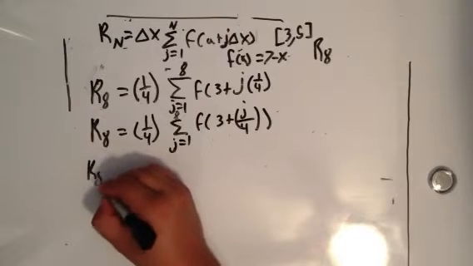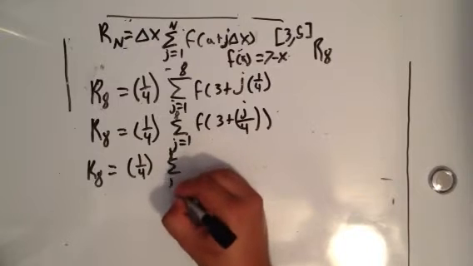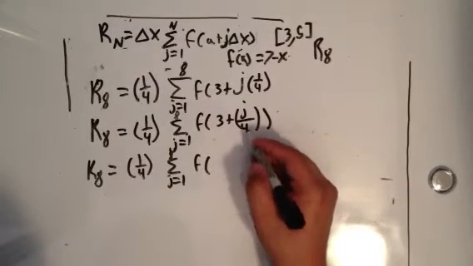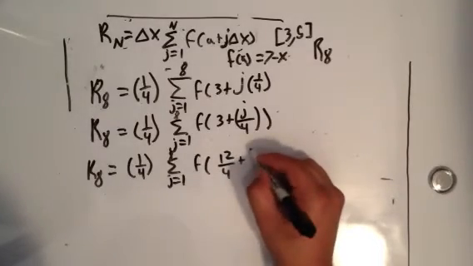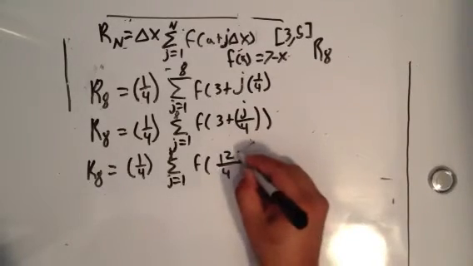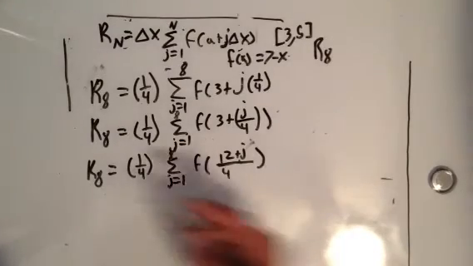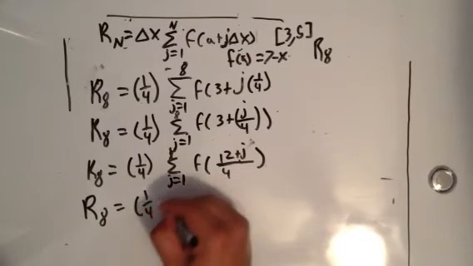So R of 8 is equal to 1/4 times the summation of 8, j is equal to 1 of f. Let's get common denominators here, so 12 over 4 plus j. That's pretty much as far as we can go for now, so let's write this out one more time.